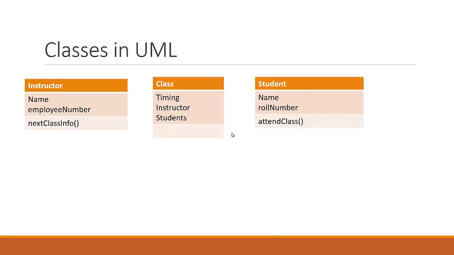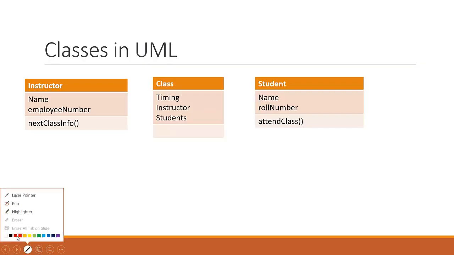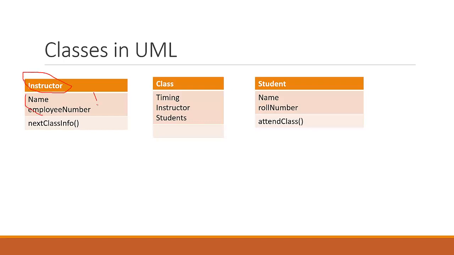Now this is the UML representation of our classes. In UML you have classes with three compartments. In the first compartment you write the name of the class, as you can see in the figure. In the second compartment you write the attributes, and in the third compartment you write the functions.